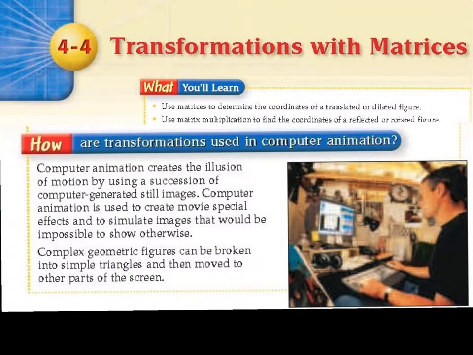Computer animation creates the illusion of motion by using a succession of computer-generated still images. Computer animation is used to create movie special effects and to simulate images that would be impossible to show otherwise. Complex geometric figures can be broken down into simple triangles and then moved into other parts of the screen.